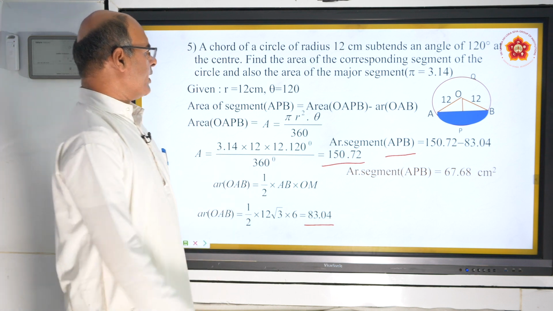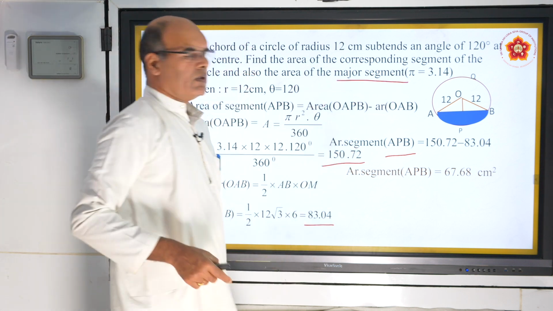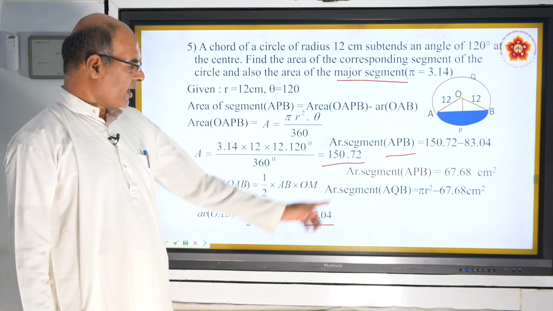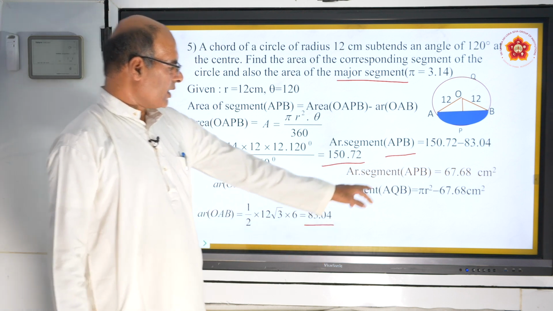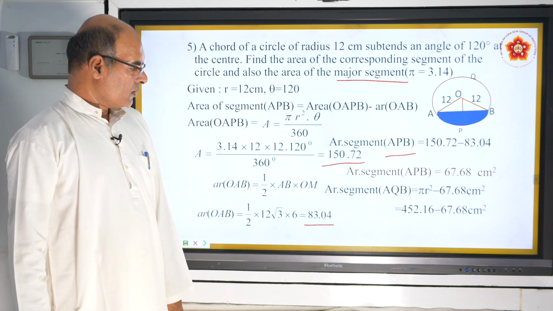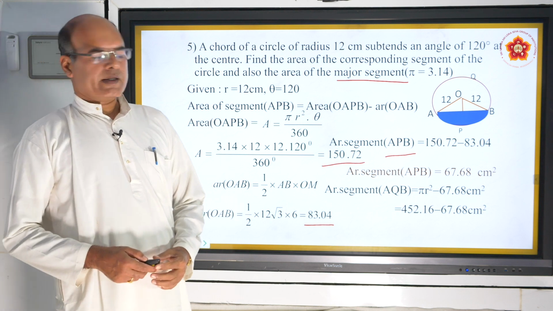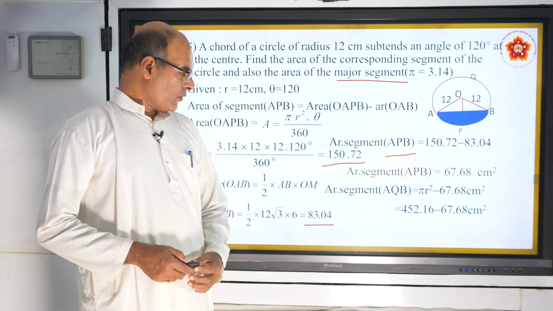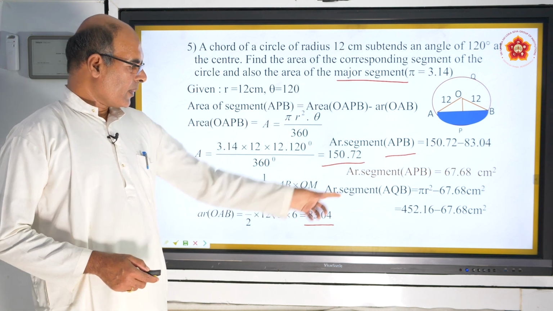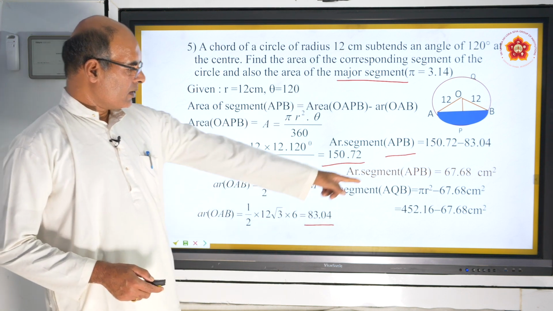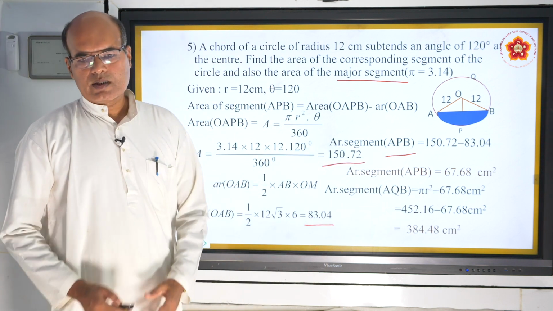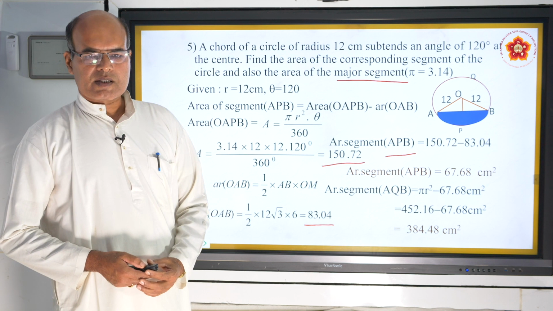We need to calculate the area of the major segment also. For that, find out the area of the circle using the formula pi r square and then subtract the area of the minor segment. This is called the minor segment. So you can calculate it. It gives 452.16 centimeter square as the area of the total circle and 67.68 is the area of the minor segment. If you subtract it, we get the area of the major segment.